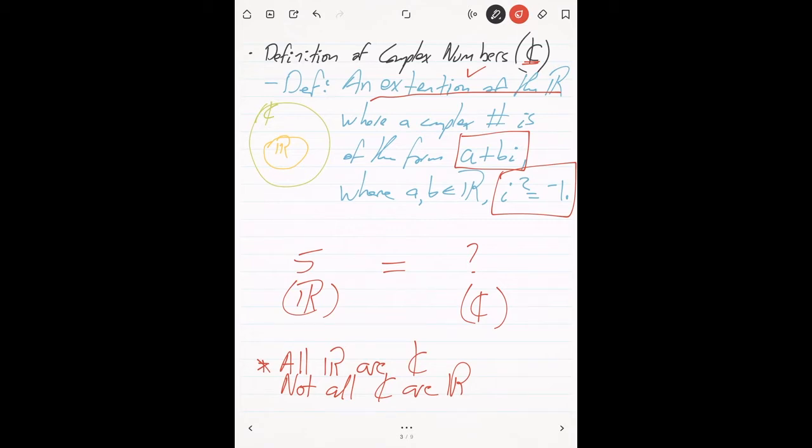Take a minute, pause the video, and think to yourself, if 5 is a real number, then by definition, it's also a complex number. Well, how can I write it so that I could write 5 as a complex number? Well, hopefully you're going through and you're seeing that if we are going to represent 5 as a complex number, we need to have a real component and a complex component.